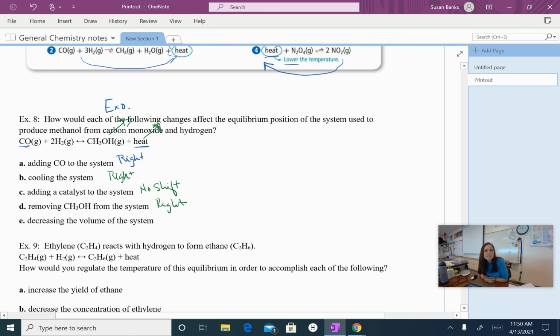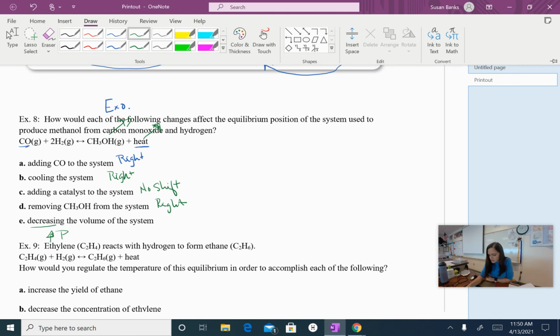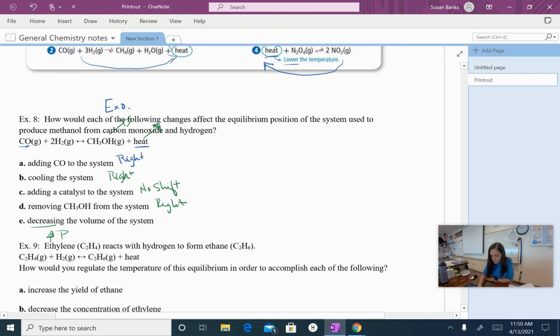What if I decrease the volume? Decreasing the volume is the same as increasing the pressure. I'm squeezing things together. So I'm going to look at the number of moles I have on both sides of this equation. So here we go. We've got 1 plus 2. So I've got 3 moles over here. And I've got 1 mole over here.